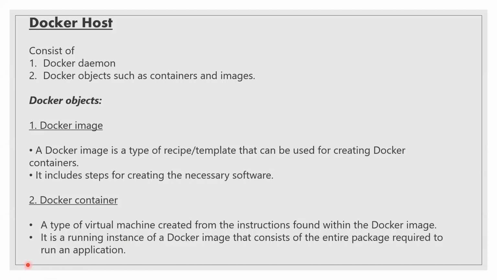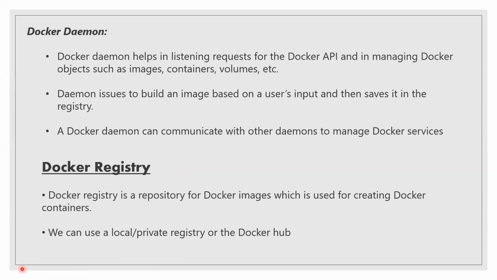Going forward to the next slide, we have the Docker daemon. So what is Docker daemon? The Docker daemon helps in listening to requests for the Docker API, and in managing Docker objects such as images, containers, volumes, etc. The daemon is used to build an image based on the user's input and then saves it in the registry. The Docker daemon can communicate with other daemons to manage Docker services. As I already told you, this works as a brain.